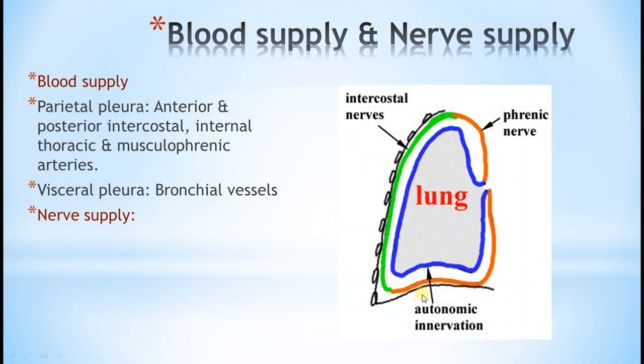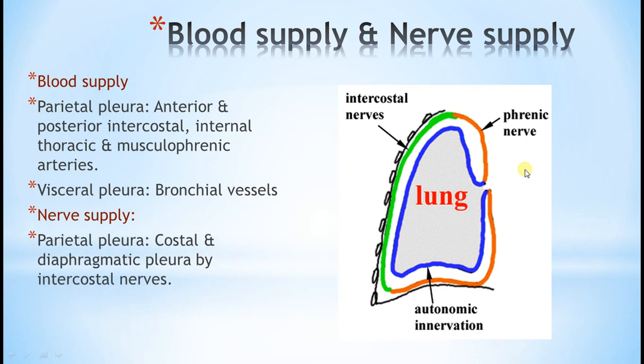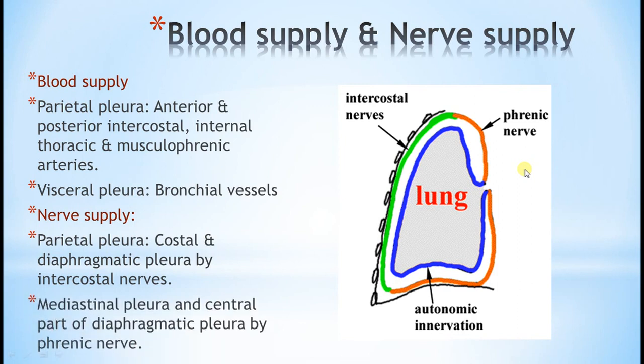Nerve supply. With respect to the parietal pleura, the costal pleura and the outer parts of the diaphragmatic pleura are supplied by intercostal nerves. Whereas the mediastinal pleura and the medial part near the pericardium, the central tendon of the diaphragm, the medial part of the diaphragmatic pleura and the mediastinal pleura are actually supplied by the phrenic nerve. So costal and lateral part of diaphragmatic by intercostal nerves, mediastinal and medial part of diaphragmatic pleura by the phrenic nerve which supplies the diaphragm.